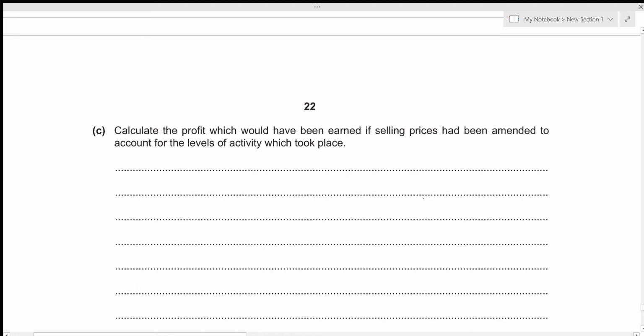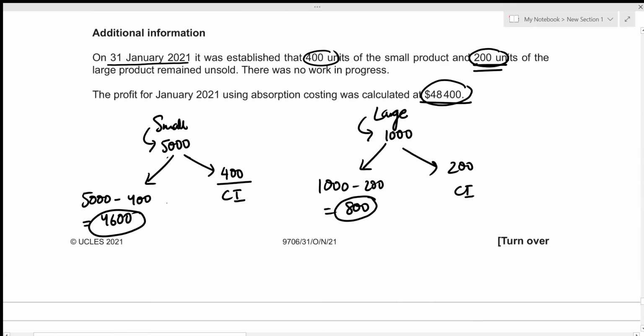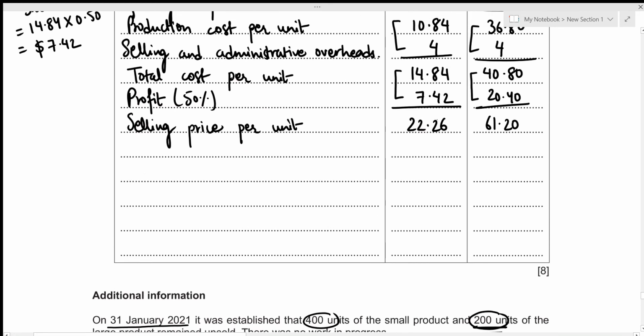Okay, so we will go with the format of an income statement. And firstly, we will record our sales revenue. Okay, so what we know is that for small sizes, we sold 4,600 units, and for large sizes, we sold 800 units. So we just need to multiply the per unit selling price to these units sold in order to figure out the total sales revenue. Let's have a look above. So the selling price per unit for small sizes was 22.26, whereas for large sizes, it was 61.20. So we just multiply it with the number of units sold for those particular sizes in order to figure out our total sales revenue. Let's do that.